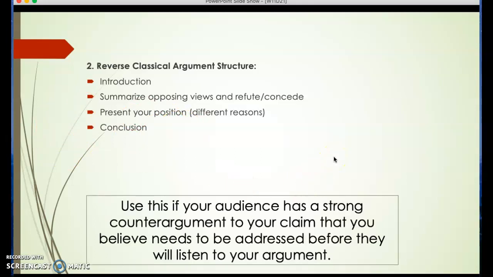So this is an argument structure that you would use if your audience has a strong counter-argument to your claim that you think needs to be addressed before they will even listen to your argument. So if you address it immediately, then maybe they won't be thinking about that counter-argument the entire time they're reading your paper.